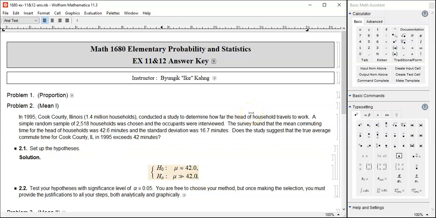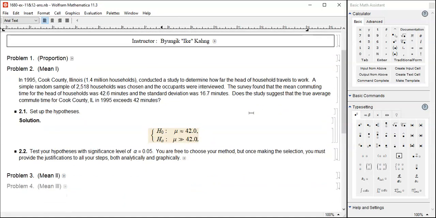Okay, we are done with the hypotheses, and remember how to set up the null hypothesis. The number associated with the sample, that's not it. That's something we use in the solution. To set up the hypothesis, you have to go with the other one.